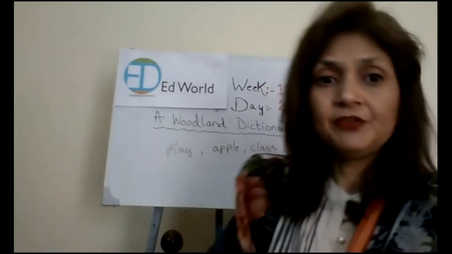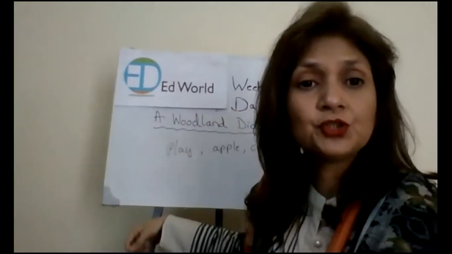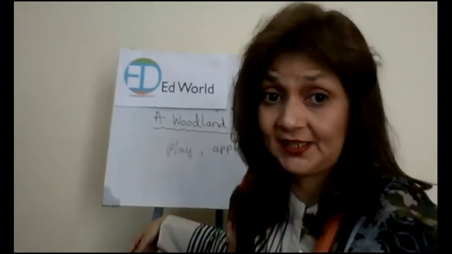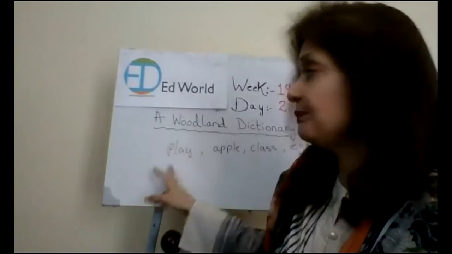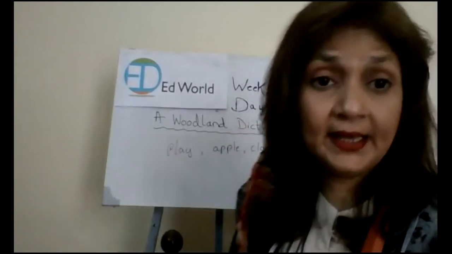So I want you to do an activity. I have a few words written on my board over here. I want you to check them out and tell me how to arrange them alphabetically, right? The words are play, apple, class, and egg.